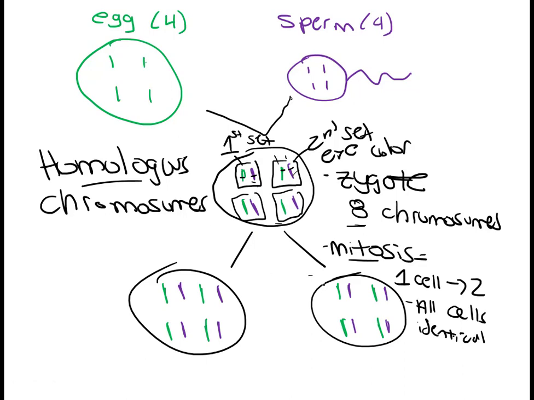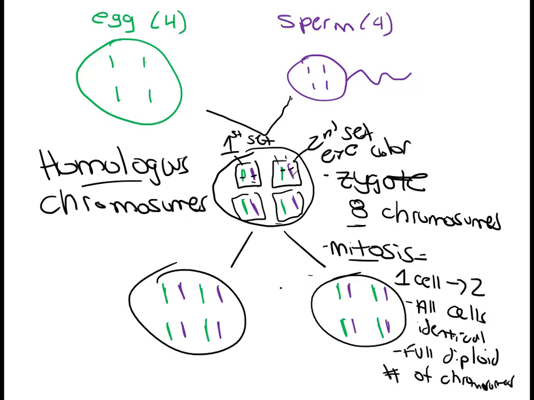And also notice after mitosis, all of the daughter cells have 8 chromosomes just like the parent. So they have the full diploid number of chromosomes. So that's basically a review of mitosis. And again, these are somatic cells like skin cells, wing cells, or whatever.